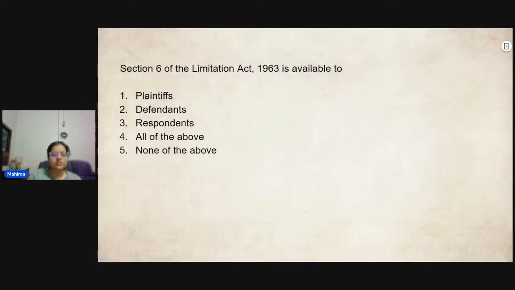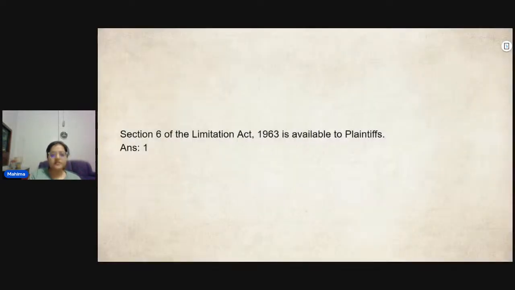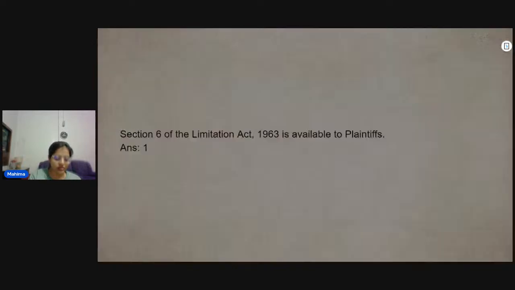Section 6 of the Limitation Act 1963 is available to only plaintiffs, defendants, respondents, all of the above, none of the above. Section 6. Yes, it was tricky. Section 6 of the Limitation Act is available to only plaintiffs. Yes, it is correct. Everyone is correct. Pritika is correct. Nikunj is correct.